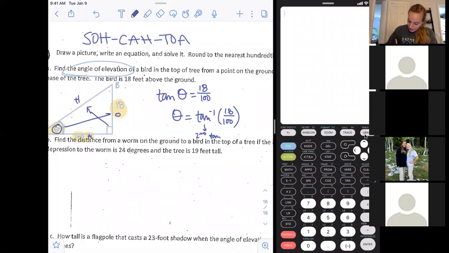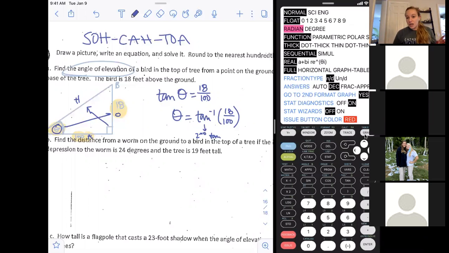So I'm going to do second tangent, 18 divided by 100. Okay, enter. Ooh, it's saying my angle is 0.178 blah, blah, blah. We don't really ever do angles that are already decimals. When this happens and you're like, huh, that's weird, I want you to go check your mode before you do anything else. Now, we just a minute ago put our calculator in radians so that we could graph it.